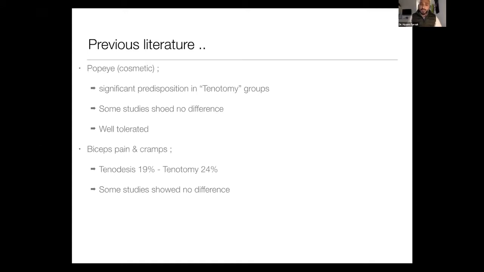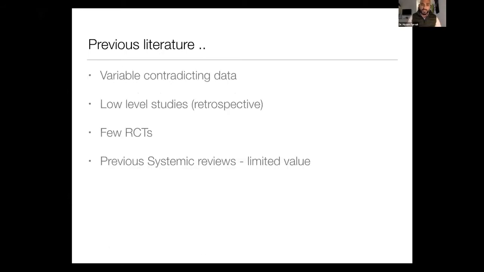Regarding another complication that happens after dealing with biceps tendon pains, biceps cramps. In the previous literature, studies said that 19% of the patients in the tenodesis groups complain of biceps pain and cramps. On the other side, more, 24% of the tenotomy group complain of biceps pain and cramps after the surgery. But again, some studies showed no difference. As well as the strength. When we compare the postoperative strength between the tenodesis and the tenotomy group, some studies showed no difference. Some studies showed that it decreases with tenotomy.